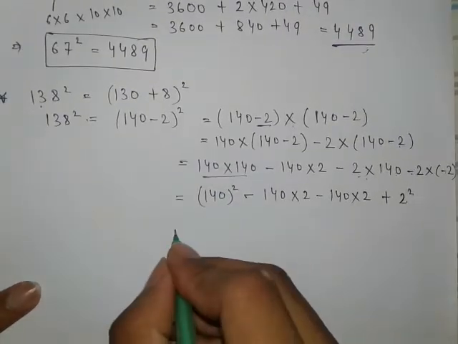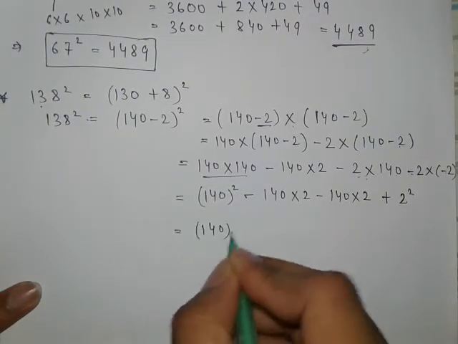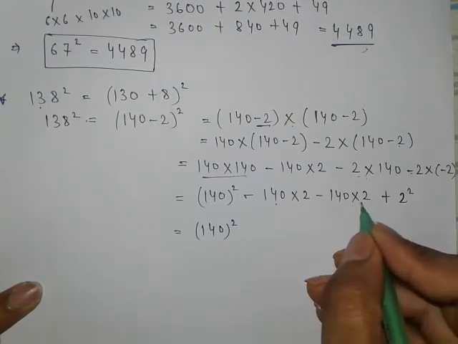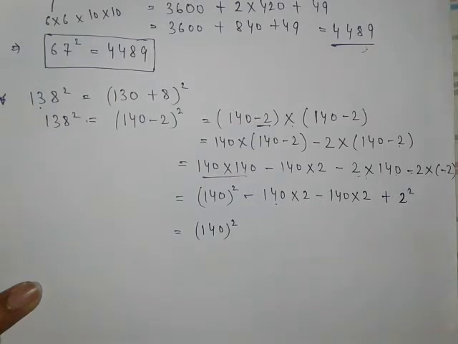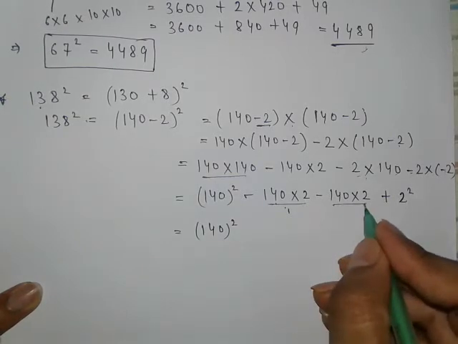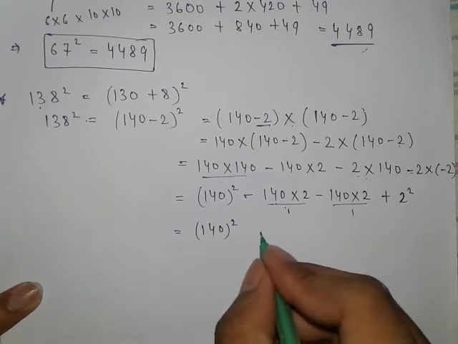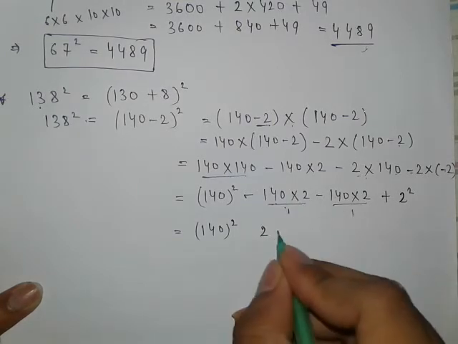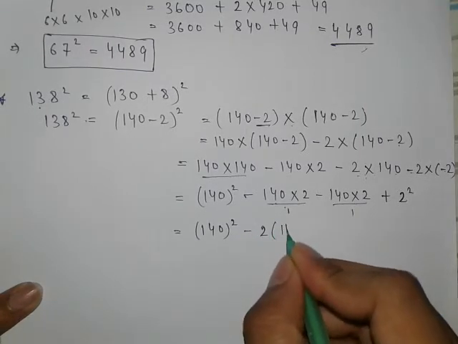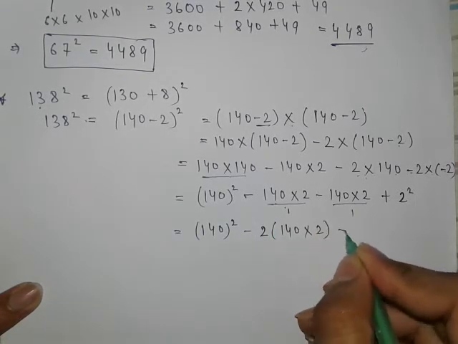Then 140 square as it is. Now 140 multiply by 2, 140 multiply by 2 is written 2 times with the same sign. If the signs are the same, we would add them and write the sign of both numbers. So on adding, if you take this as 1 and this as 1, then 1 plus 1 gives 2. So you will write 2 and whatever the number. So 2, the minus sign and the number which is 140 multiplied by 2, and then 2 square.